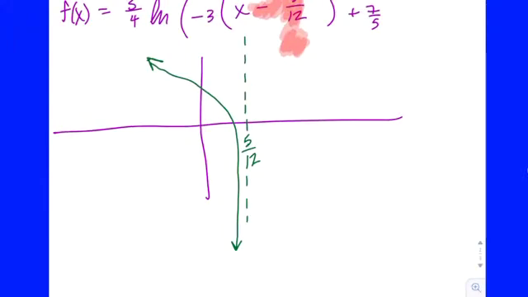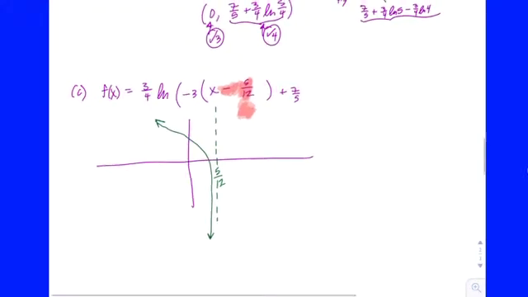Okay, so there's Coach Fair. Hi, Coach Fair. Going well. We're playing with logs today. Yep.